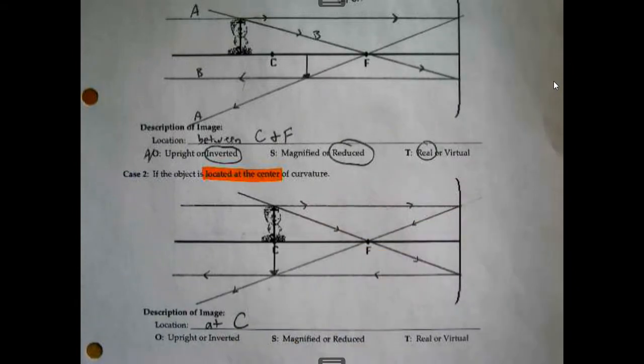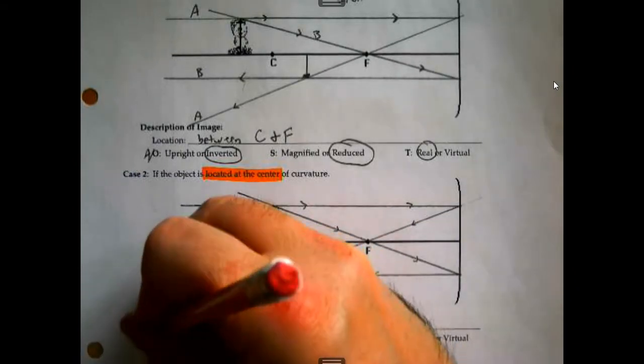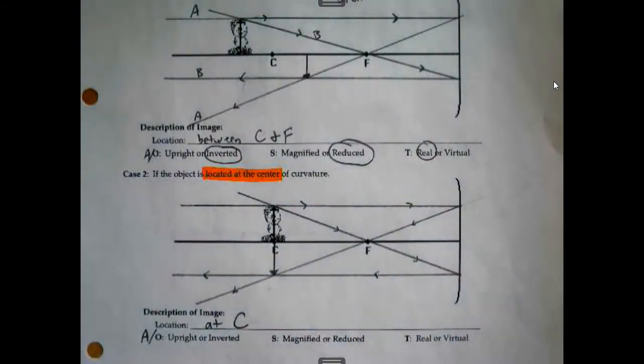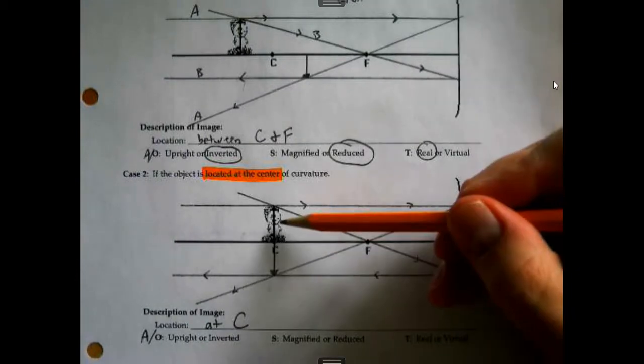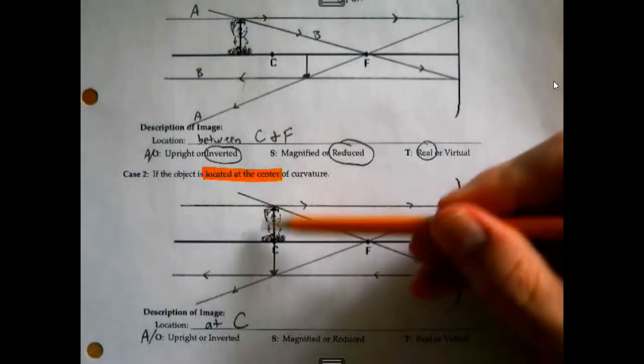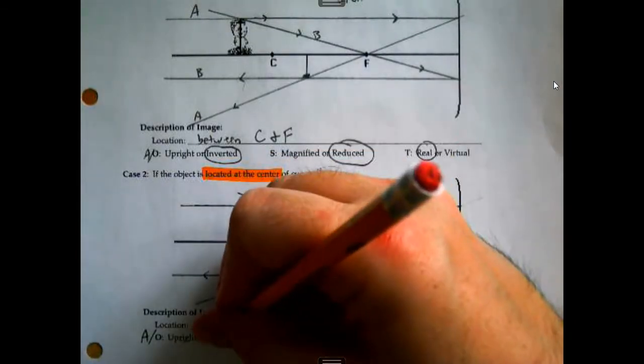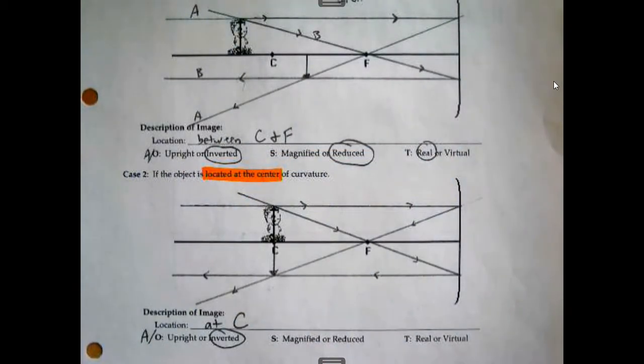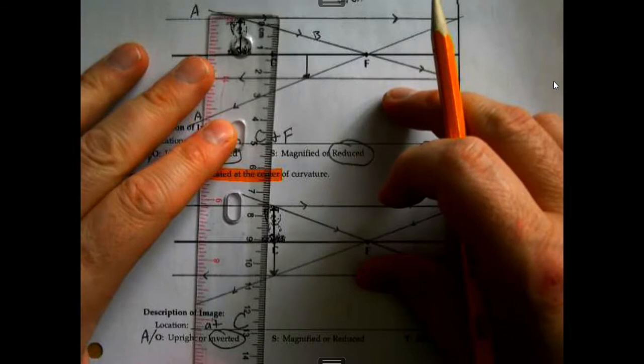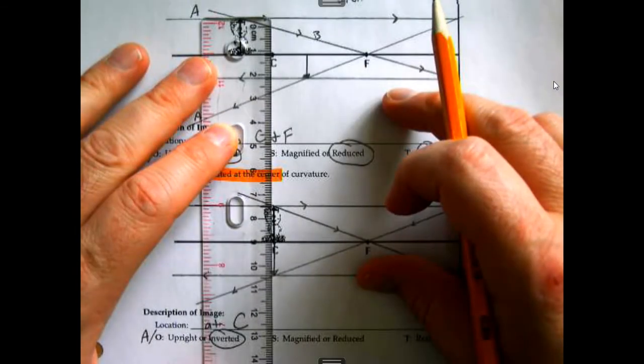Then you're going to look at the orientation or the attitude and decide, is it upright like the object? So is it on this side of the principal axis or is it on the other side? It's on the other side, so it's inverted. Okay. Is it magnified or reduced? But it could also be the same. And if you look at these 2 objects, they look like they're the same. So that's 1.5.